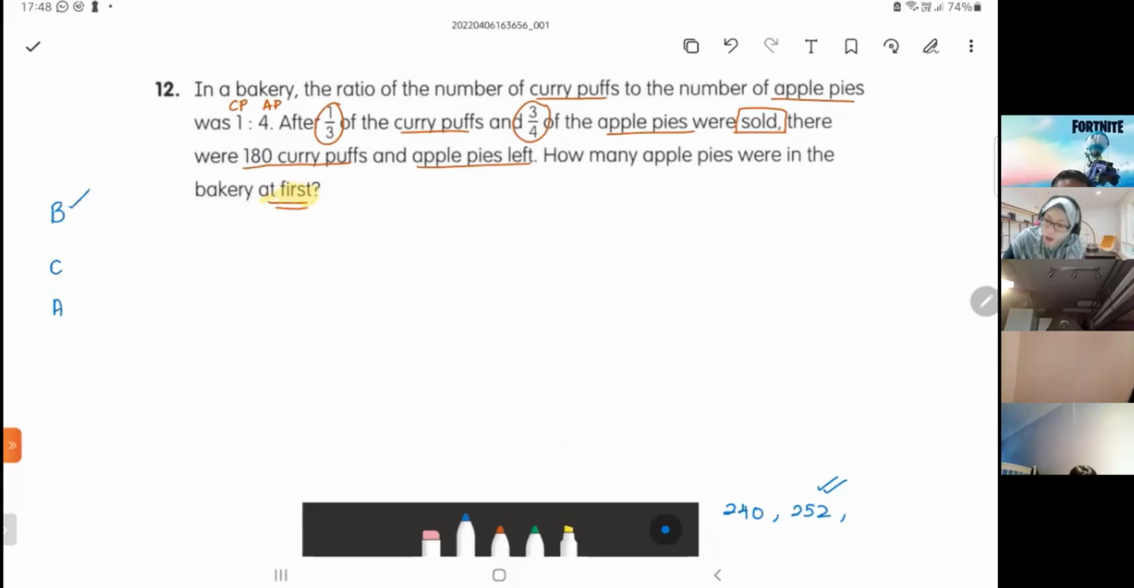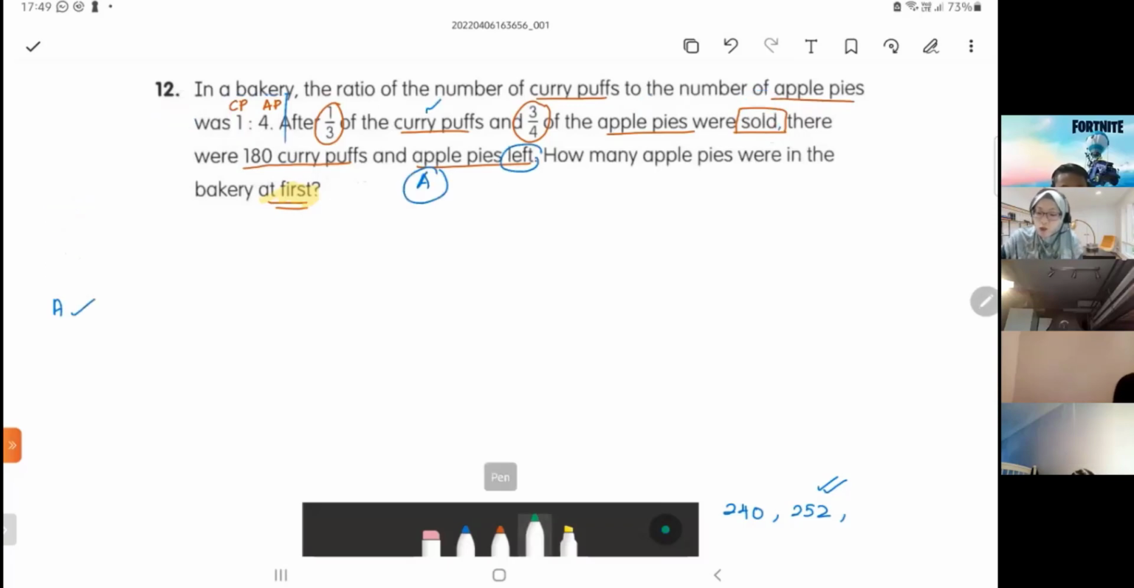The before is always the first sentence. So this is my before information. This one. Okay, then my change is when there is this keyword sold. What was sold? Curry puff and apple pies were sold. Later on, from the fraction, I'm going to break it out. Okay, then I have my after. There's a comma. There were 180 curry puff and apple pies left. This is my after information. So I have that also.